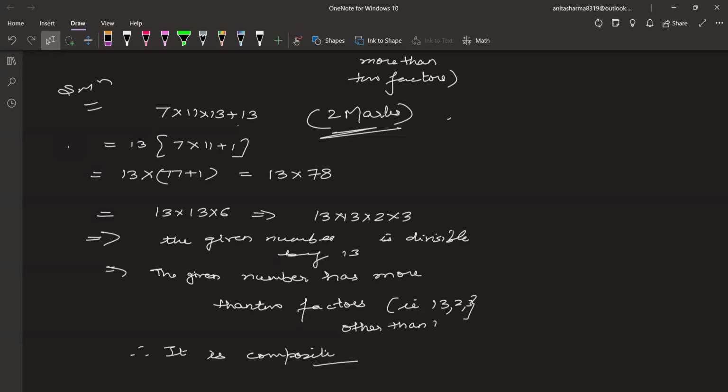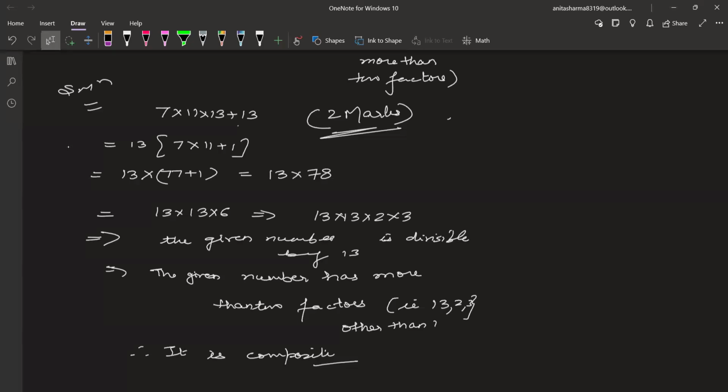So what we have done here, we have taken 13 common because in both the terms 13 lies, right? So 13 common, then it will be 7 into 11 plus 1. So 13 into 77 plus 1. So 13 into 78. Now find the factors of 78. So it will be 13 into 6, right? Then further factorize 6 also.